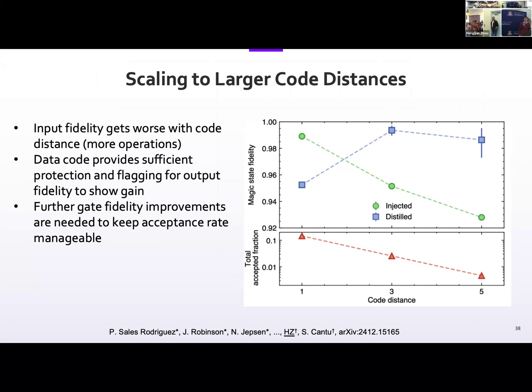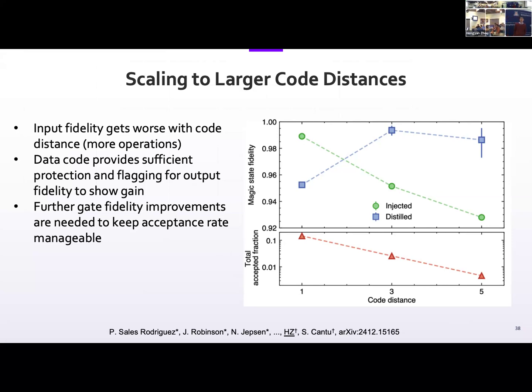So like the fidelity in large code testing, is it also the same reason why the fidelity is dropping for the magic state, after code distance 5? Yeah, I think it's a mix of that and then also the input fidelity getting worse.